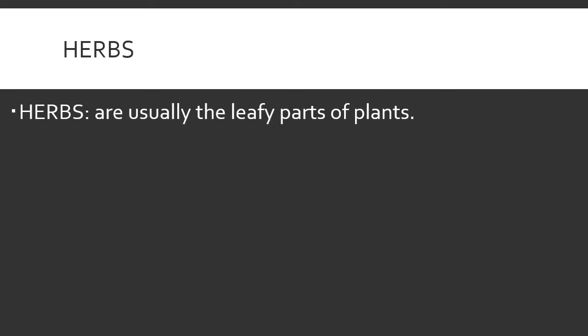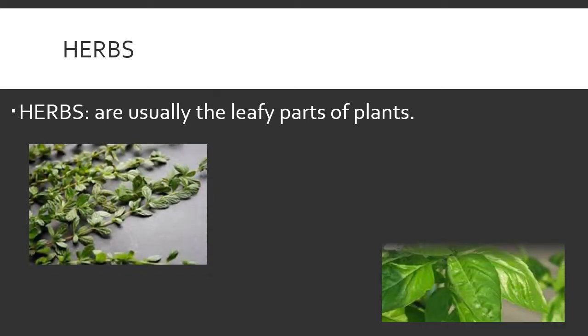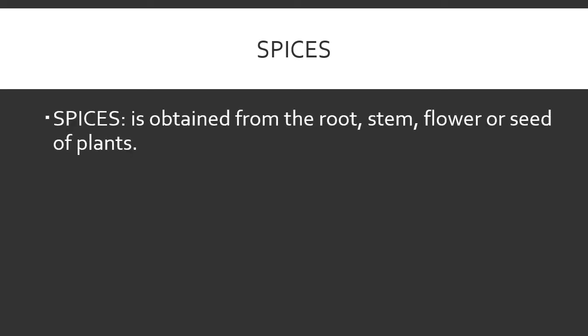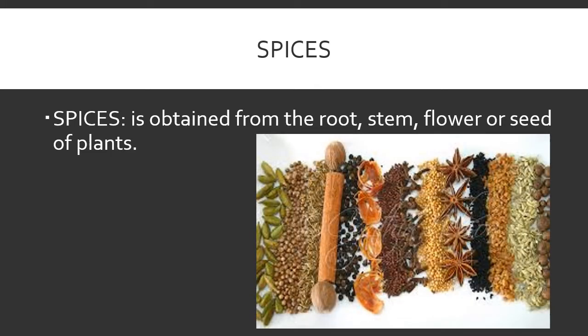Herbs, what are herbs? Herbs are the leafy parts of the plant. You know, plants have different parts, the roots, the stems, the tubers, the bulbs. The herbs are the leafy parts of the plants, as you would have seen here in these pictures. Now, spices. Spices are obtained from the root, the stem, the flower, or the seed of the plant. Those are the other parts of the plant, whereas herbs come from the leafy part. Spices are obtained from the root, the stem, the flower, or the seed of plants, as you would see here.